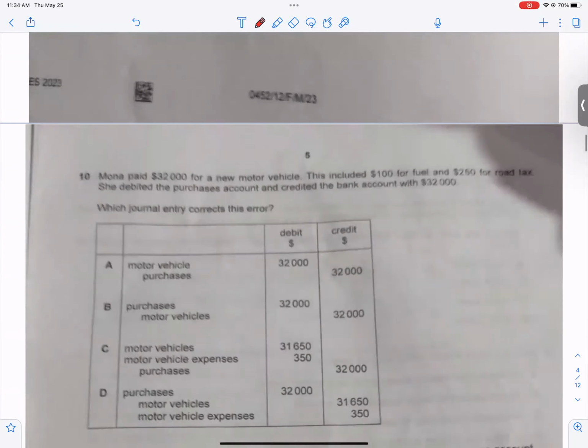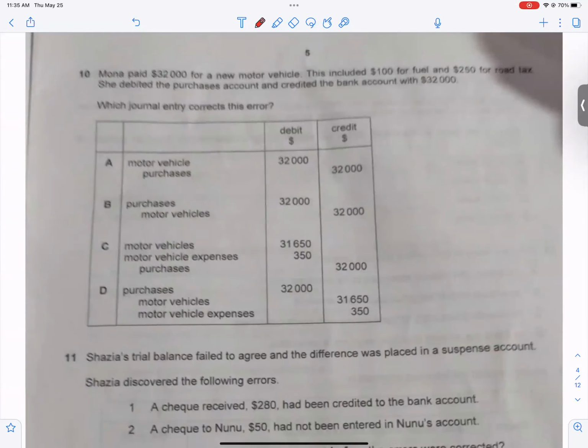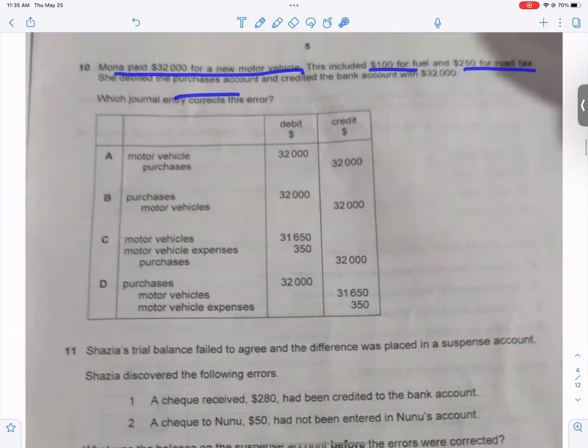Now go to the next one. Mona paid 32,000. Read properly. Mona paid 32,000 for a new motor vehicle. This included $100 for fuel and $250 for road tax. She debited the purchase account and credited the bank account with 32,000. Which journal entry corrects this error?